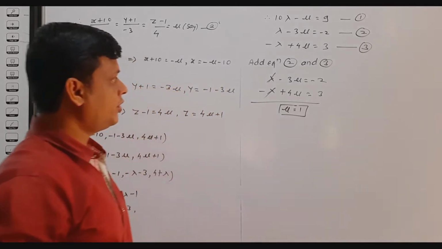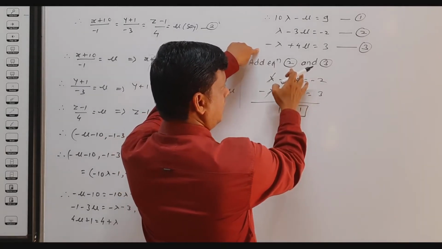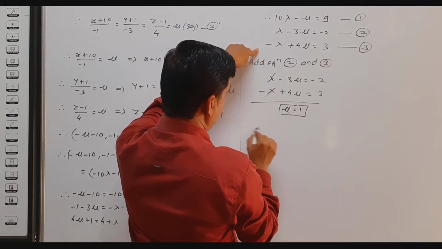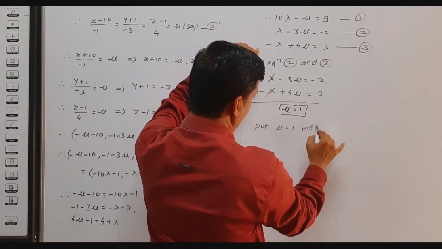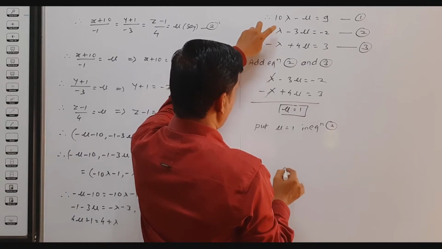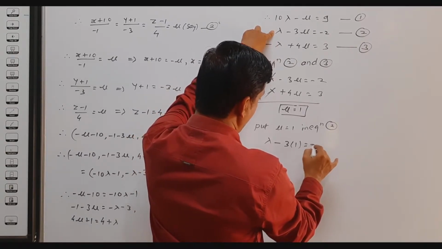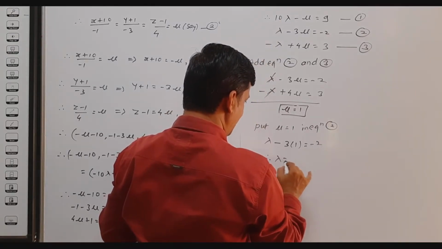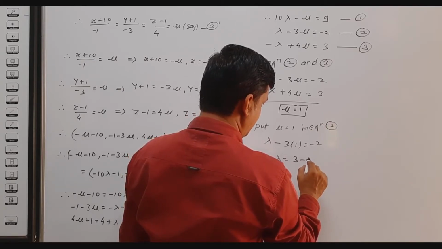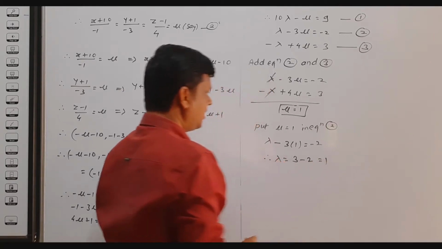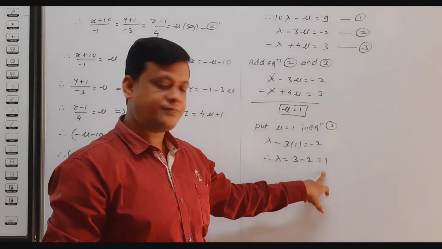Now substitute mu equals 1 in any one equation, in 2 or 3. So we put mu equals 1 in equation second. This implies lambda minus 3 into 1 is equal to minus 2. Therefore lambda is equal to, after transferring this minus 3 to the right hand side, we get plus 3 minus 2, which is equal to 1. That means when mu equals 1, lambda equals 1.